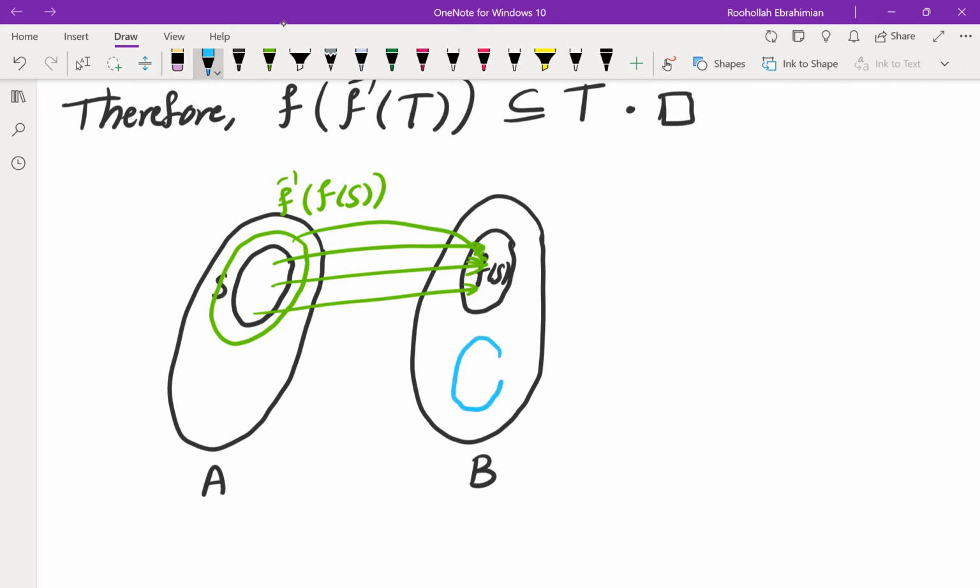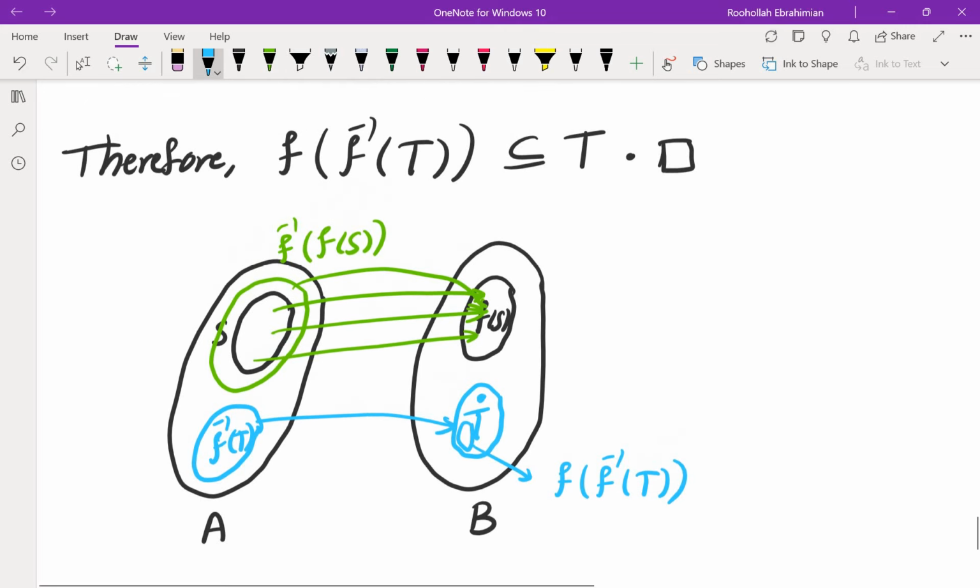Now if you start from a set here, T, and take f inverse of that, it would be everything that is mapped to T. If you take f of that, it could be a portion of this. It could be something inside T, because there are some elements in T that may not be in the image of f. So this would be f of f inverse of T, which would be inside T. So that's the intuition of why the first part of this theorem is true.